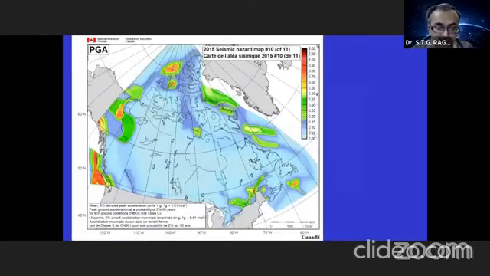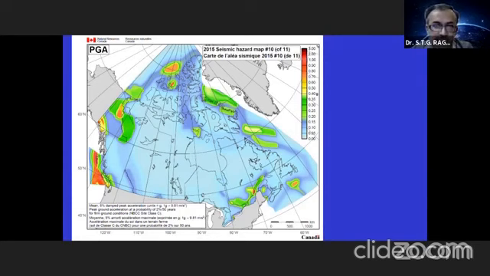Now, similarly, this is the map for Canada. This also is available on Google, and you can download it from the NRC website. Here also, if you see this color coding, you can see the highest Z value they recommend is almost up to 3 times gravity, which is 8 to 9 times what we are recommending in our IS code.